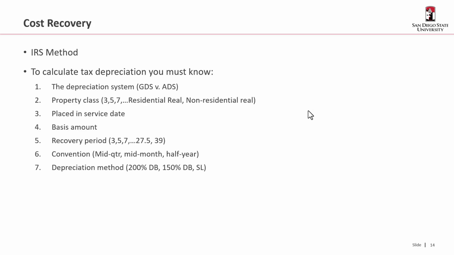Okay, so what is the IRS method of depreciating assets? And it's a 7-step process. And it begins with admitting that you have a problem. No, I'm kidding. It begins with knowing what system you're going to use.